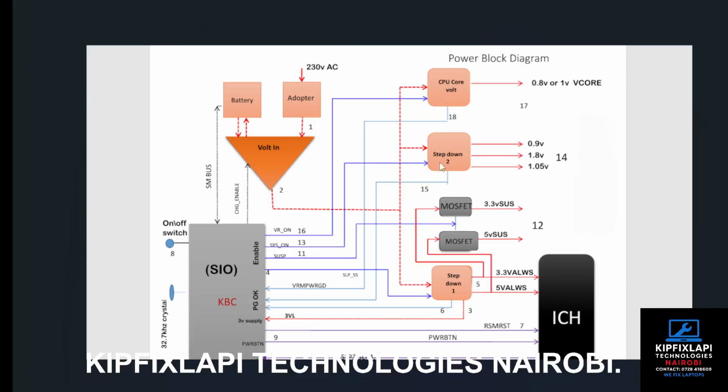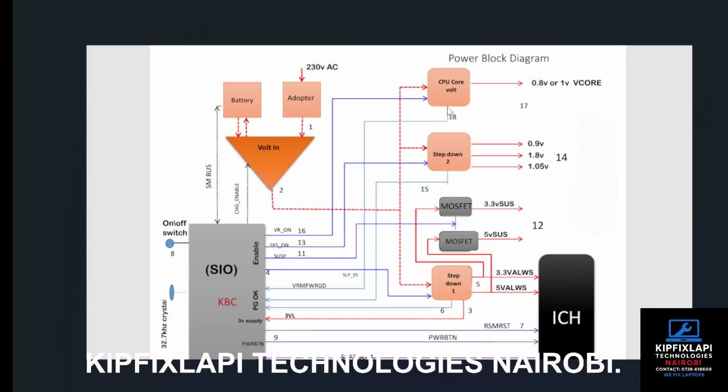Then from there, let's have a look at step down 2. Step down 2 is where we get the voltages for the RAM. So this is the RAM circuit. And of course, you can see the signal coming from the SIO. Meaning this step down 2 is still controlled by the SIO. As you can see, each and every step down line has a signal from the SIO, at the same time as the signal going towards the SIO, because each and every circuit communicates with the SIO.